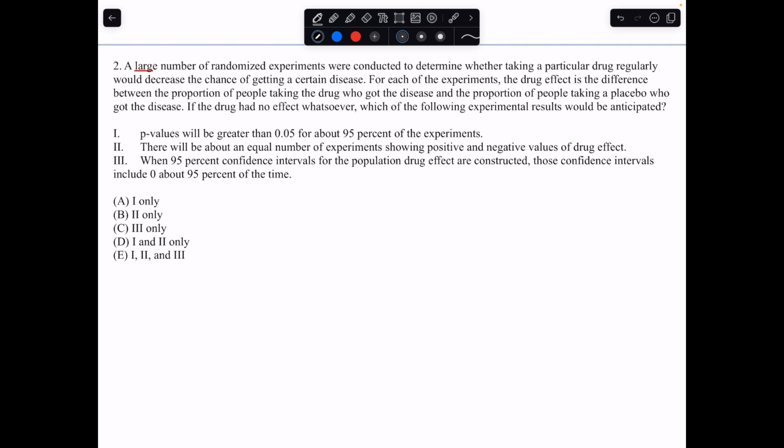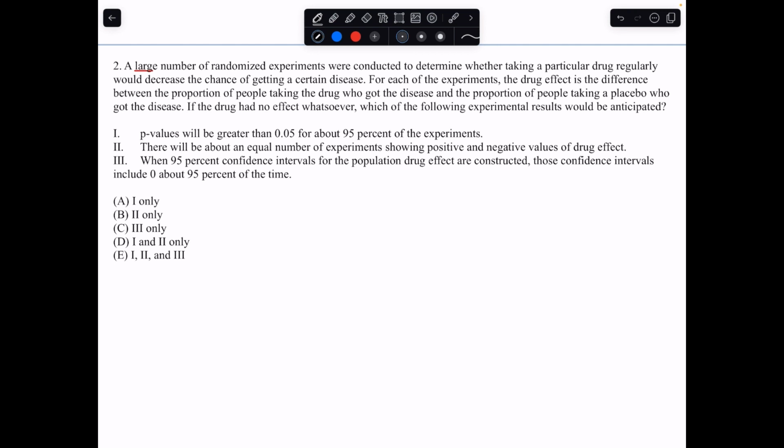Okay, statement number 1. P-values will be greater than 0.05 for about 95% of the experiments. Statement number 2. There will be about an equal number of experiments showing positive and negative values of drug effect. Statement number 3. When 95% confidence intervals for the population drug effect are constructed, those confidence intervals include 0 about 95% of the time.